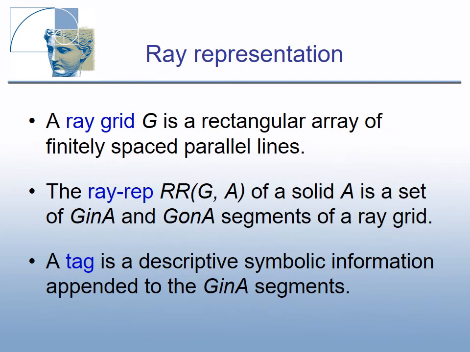The ray representation is relatively new. Just to remind you, it is based on ray grid G, that is a rectangular array of finitely spaced parallel lines. The ray wrap of a solid A is a set of G in A and G on A segments of a ray grid. A tag is a descriptive symbolic information appended to the G in A segments.